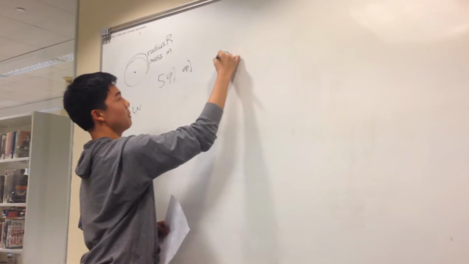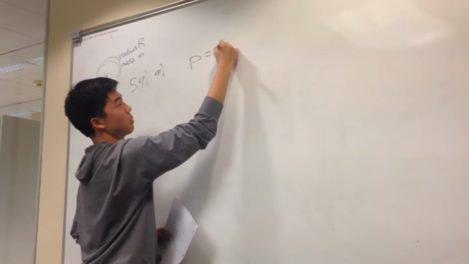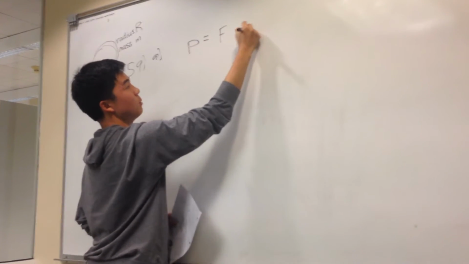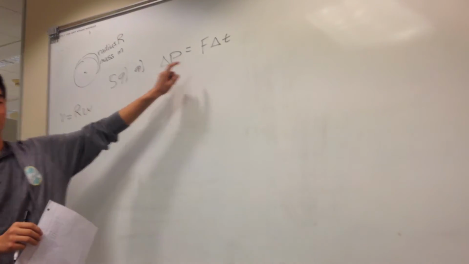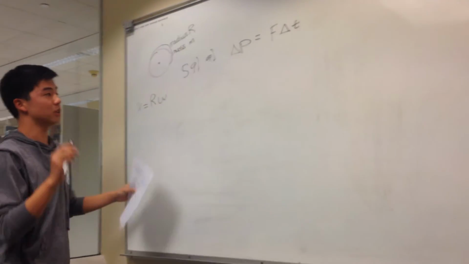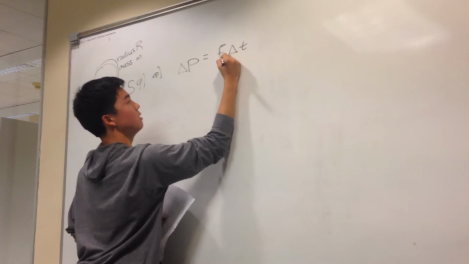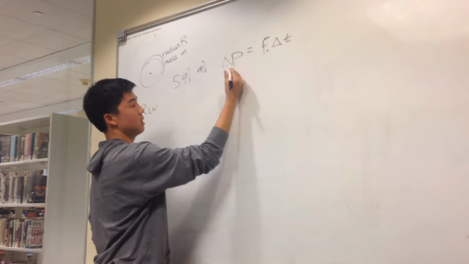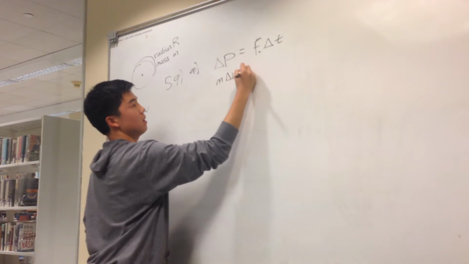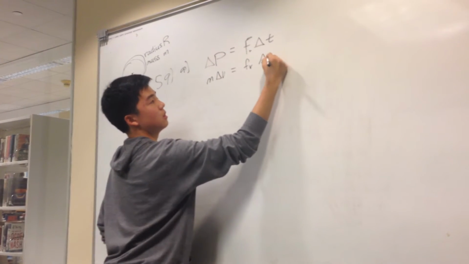Okay, so we have to know that the change in momentum equals force times the change in time, and the only force here is the frictional force. So the change in momentum equals friction times delta t. Delta P equals m delta V, and then friction times the change in time.